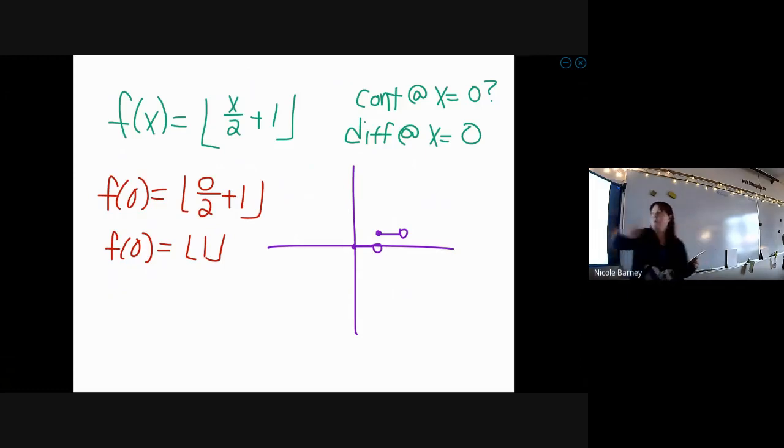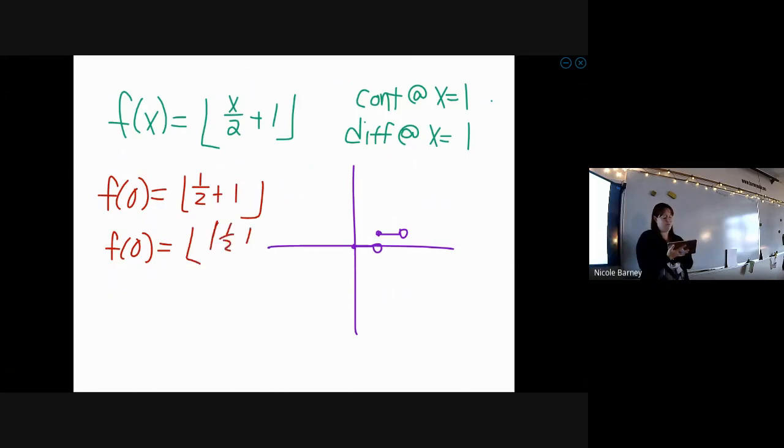Actually, hang on. On this one, I wanted to add something. If I said, is it continuous at x equals 1? Then we have a whole different ball game, right? 1/2 plus 1 is 3/2, so this is the greatest integer of 1.5. So it would be continuous at that point, because it's 1.5. It's continuous and differentiable at that point. Does that make sense? Okay.